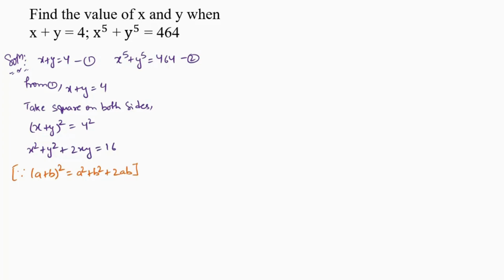So let's bring 2xy on the right hand side. We get x square plus y square is equal to 16 minus 2xy. Name this equation 3. Now again consider equation 1, which is x plus y equal to 4. Now this time take cube on both sides.